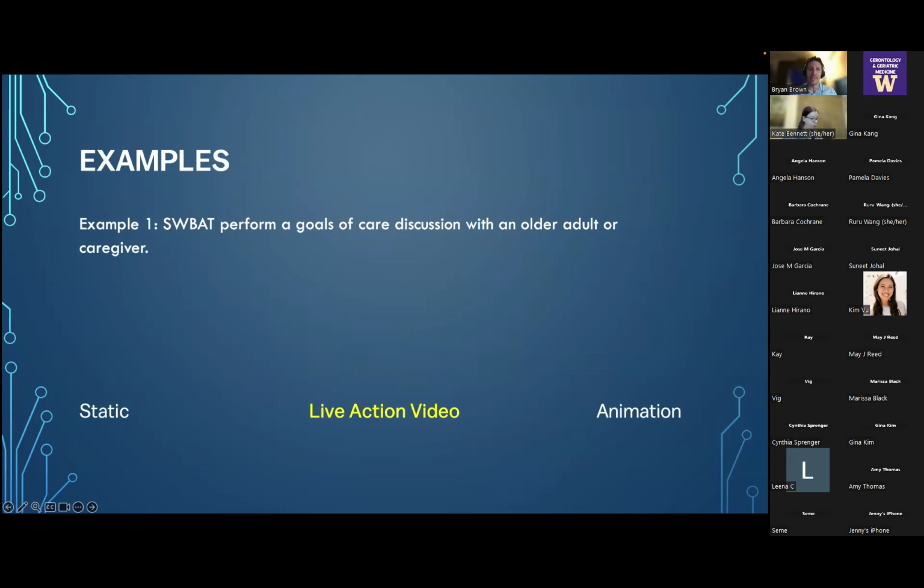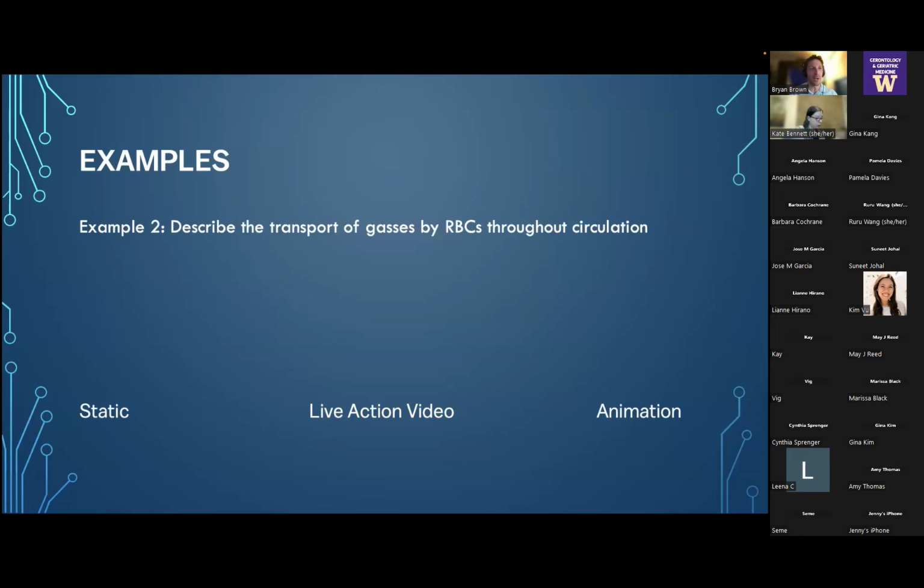And that makes sense because animation would be a waste of time because you're just filming real people that you can point a camera at, you can do a simulation, and yeah, that'll be quicker. Okay, what about describe the transport of gases by red blood cells through circulation? Yeah, maybe a little more animation, right? Because you can't point a camera at it as easily, but it is a dynamic process.